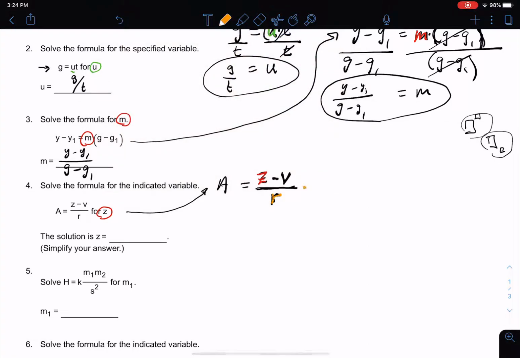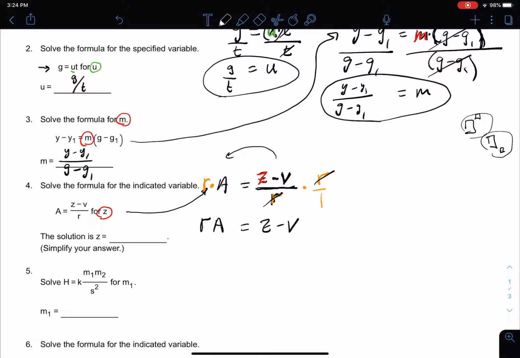The way you undo division is by multiplying by R. If I multiply the right side by R, I must also multiply the left side by R. And when I do that, the R's will cancel, and that's exactly what I wanted to do. I'm trying to get every variable to the other side, leaving my red Z by itself. So now we've got R times A equals Z minus V.